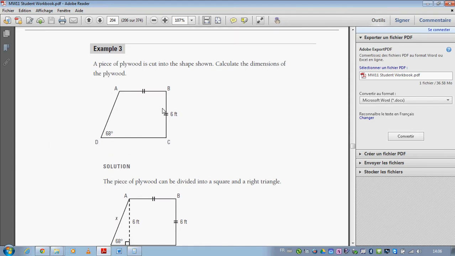Okay, so now moving on to example 3. A piece of plywood is cut into the shape shown. Calculate the dimensions of the plywood. So we're being told that this side here is equal to that side, which is 6 feet.